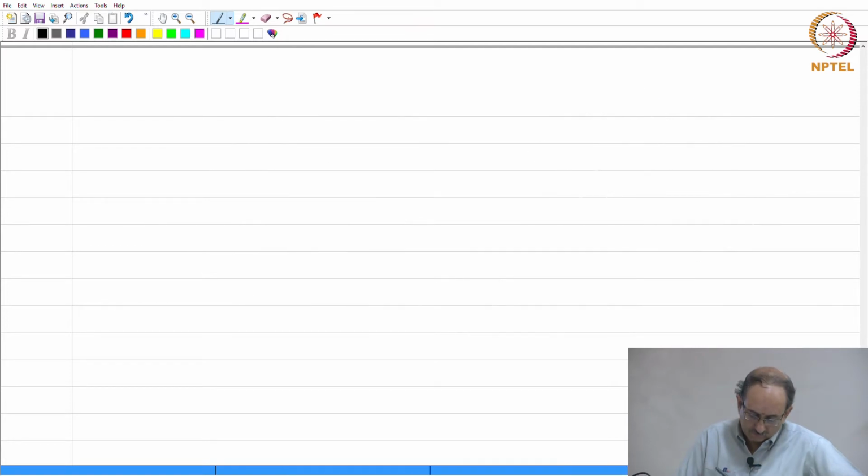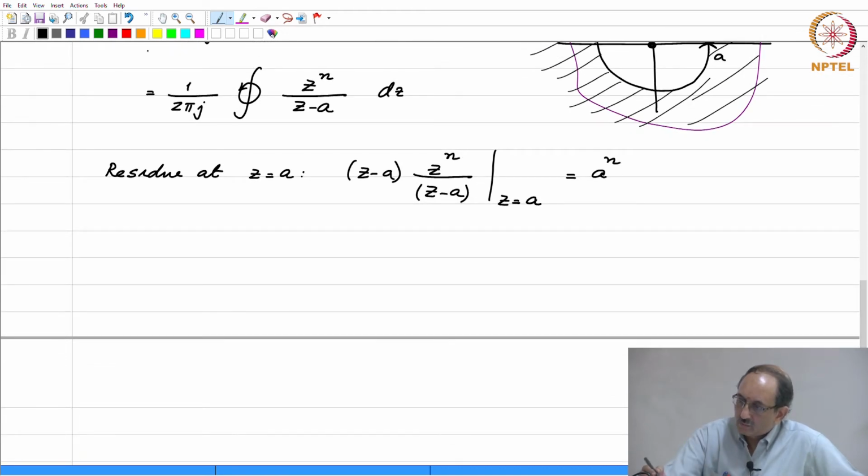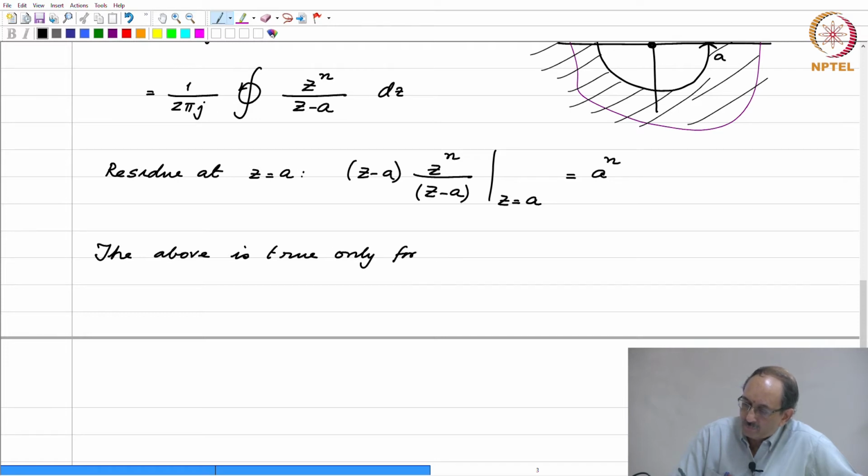Now, let us do that. We will point out that the above is true only for n greater than or equal to 0. Now, we will consider the case when n is less than 0.